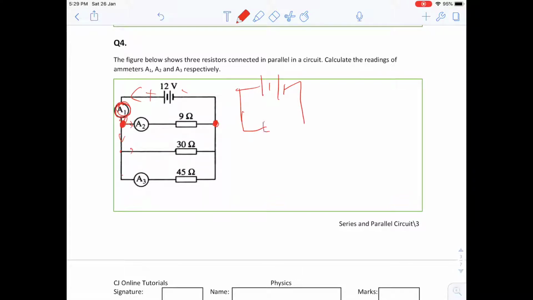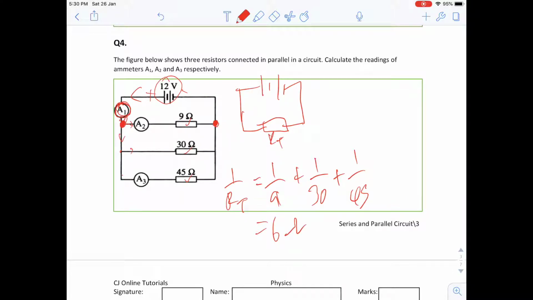I'm going to redraw this circuit as one resistor. The reason why I draw this as one resistor is because I want to find the total current needed to be provided by this battery, and in order to do that, I need to combine all three of these resistors as one. So once again, 1 over RT equals 1 over 9 plus 1 over 30 plus 1 over 45. 9 inverse plus 30 inverse plus 45 inverse, and you get 6 ohms.